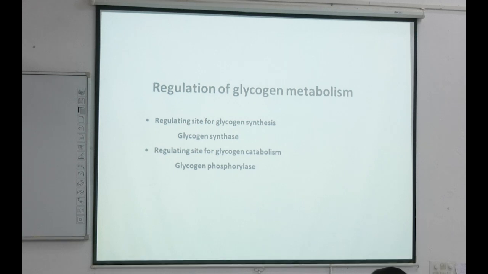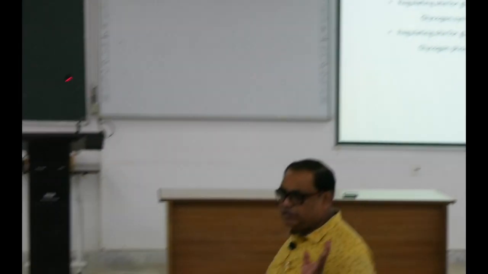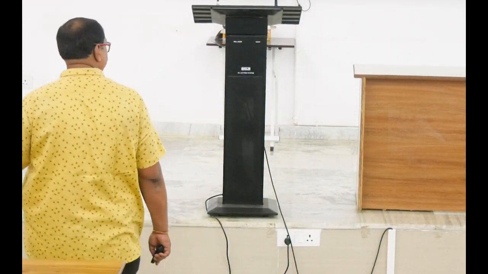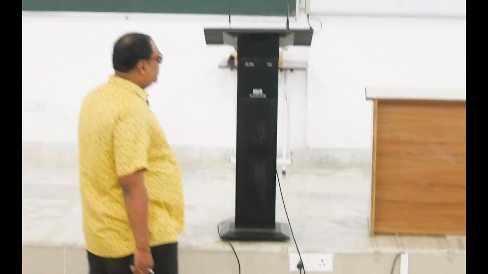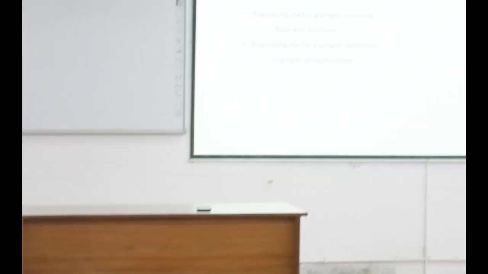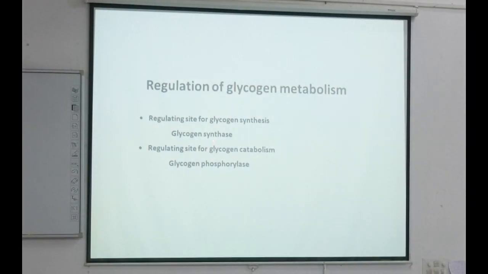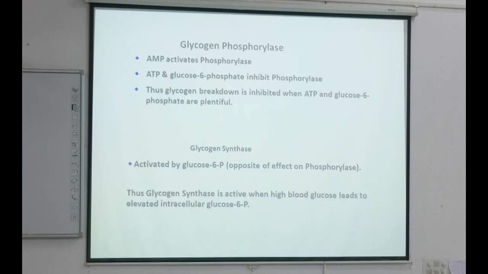This is very, very important and a favorite question for examiners. Regulation of glycogen metabolism. The main enzymes which we will discuss are glycogen synthase for regulation of synthesis, and phosphorylase, popularly known as glycogen phosphorylase, for regulation of breakdown. Now, these are the factors which affect glycogen synthase and phosphorylase. Write down and remember first.